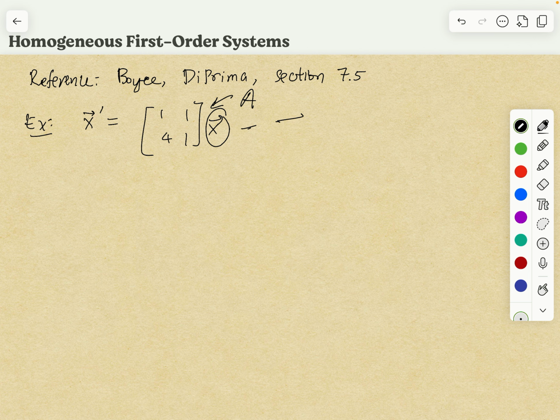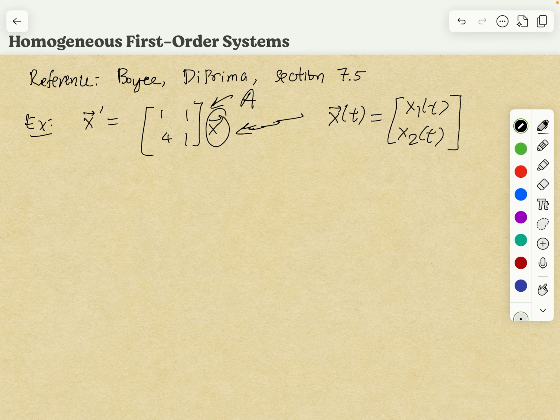Remember, this vector is really just a shorthand. So this x of t consists of x1 of t and x2 of t, the components. So you have two different functions, and you have this matrix vector equation relating the two functions, x1 and x2. The question is to find all the possible functions x, which is the same as finding all possible x1 and x2.